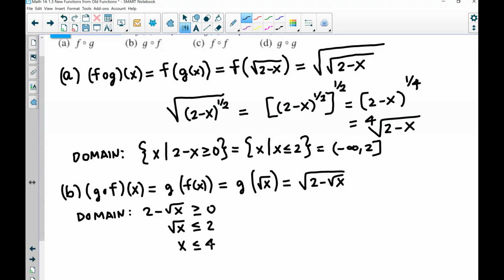And so therefore, we would say that the domain would be x such that x is in between 0 and 4, which is also equal to the interval notation 0 to 4.